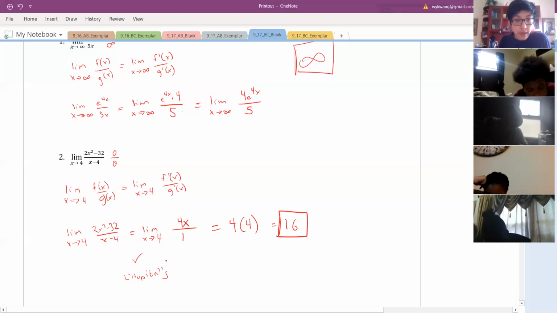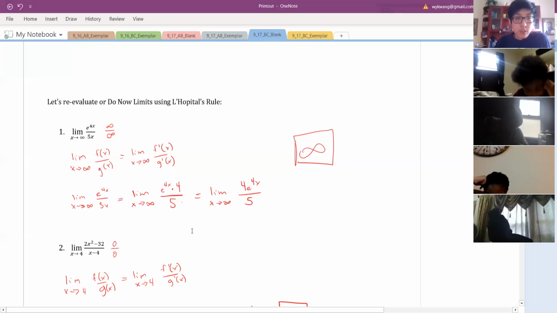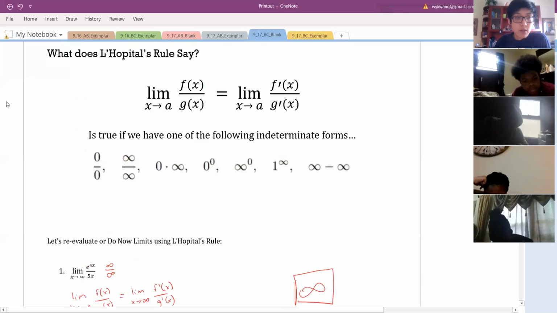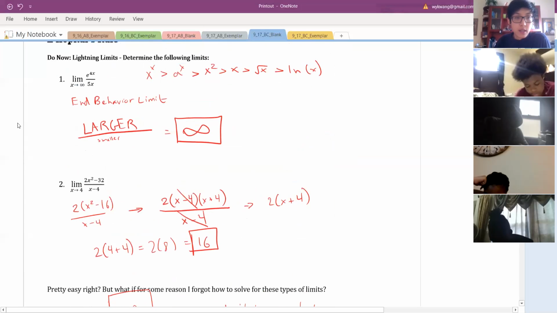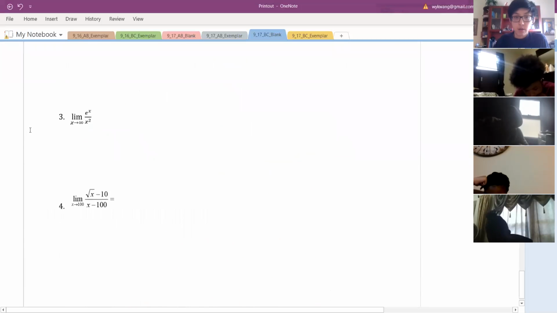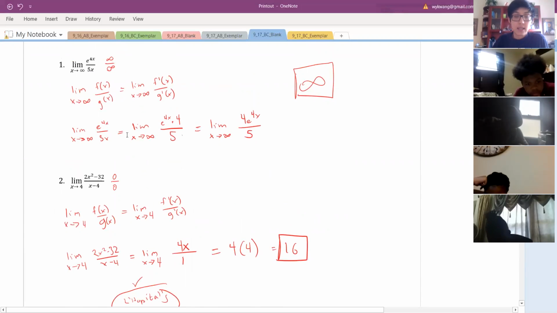Okay, so now let's compare this whole page. We use L'Hopital's rule, and for our answers we got infinity and 16. For the first page, we employed our other techniques that we know, like for our do now, we employed end behavior and algebraic manipulation, and we also got infinity and 16. Cool, that's great news for us because that's telling us that we're doing something right. We got the same exact answers. That's telling us that L'Hopital's rule works with how we solve limits with our other strategies.